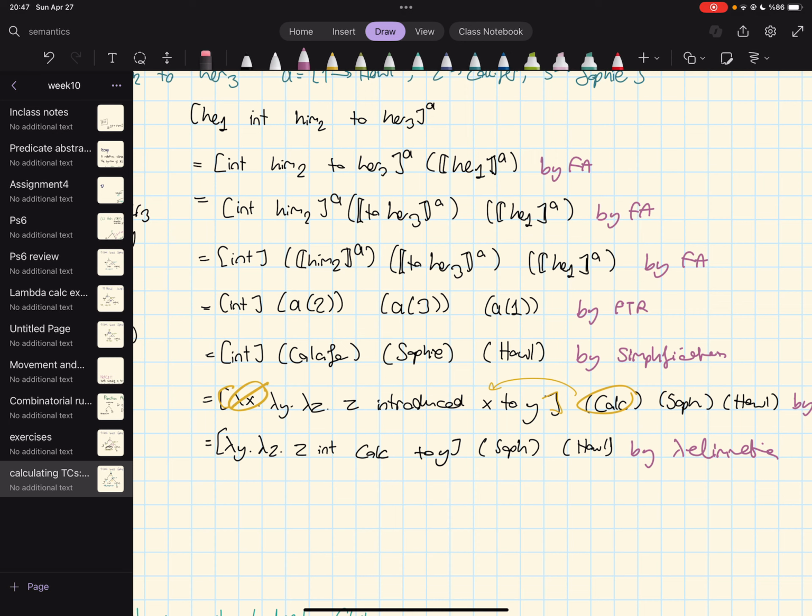And now inside of my brackets, what I have is lambda y, and on the right of the brackets we have Sophie, so lambda y will be eliminated by Sophie, and instead of y I'll start writing down Sophie. So lambda z, such that z introduced Calcifer to Sophie. And I have one last argument, which is Hal. This denotation was also written by lambda elimination.